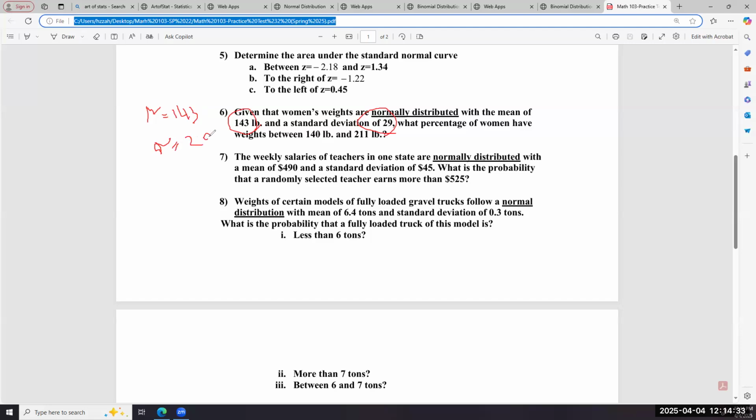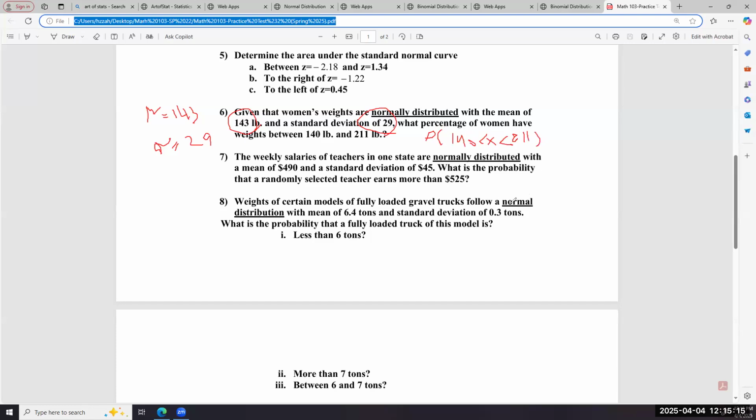So that would be the first step. Then the variable in question, in this case, is the weight. You call it X. They ask you what percentage. Percentage means probability, it's the same thing. What percentage of women's weights are going to be between 140 and 211? So this means, what is the probability that the weight of the woman, which we call X, is going to be between 140 and 211? 140 less than X, and less than 211. That's it.